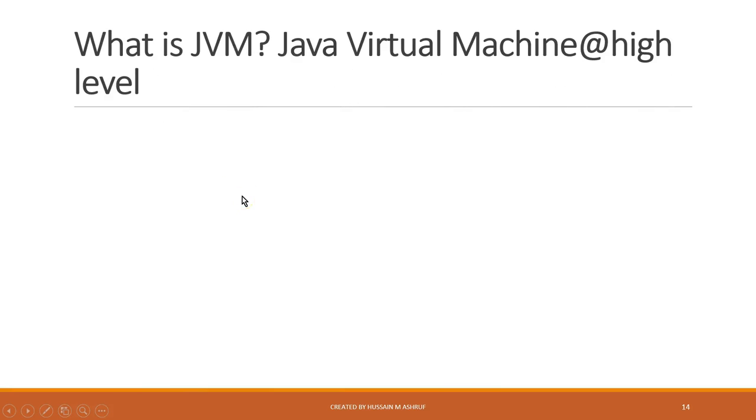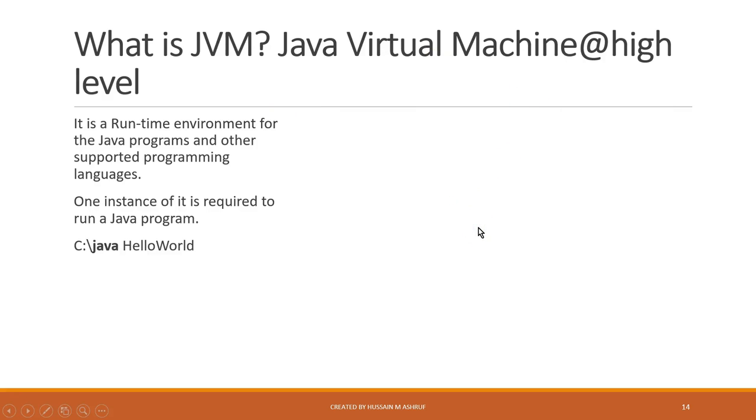What is the JVM, or Java Virtual Machine, at a high level? It is a runtime environment for Java programs and other supported programming languages. One instance of it is required to run a Java program. For example, when you run java HelloWorld at the prompt, we will cover this later, it launches a JVM and the program is launched onto that JVM instance. So in this case, one JVM for one program.